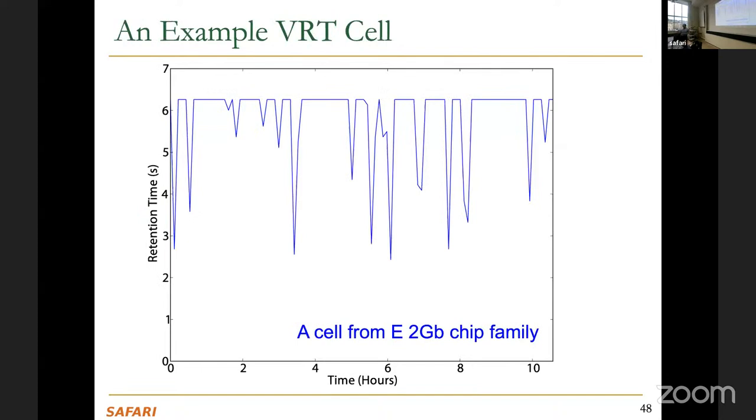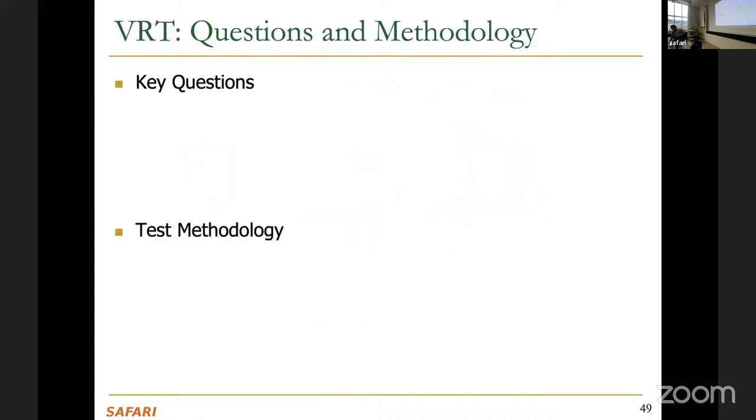This is an example of a VRT cell we actually observe in the system that we test. This is a cell from manufacturer E's 2 gigabit chip family. The x-axis is time and the y-axis is the retention time of the cell. The maximum retention time we test is 6.1 seconds, and the minimum is, let's say, 1.5. But you can see that the cell's retention time is not constant. In many cases the cell retains data for 6.1 seconds, but there are many cases where you have a dip in the retention time. That shows there's a variable retention time effect happening.